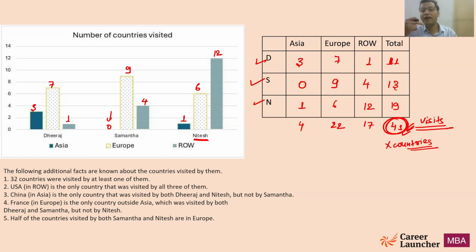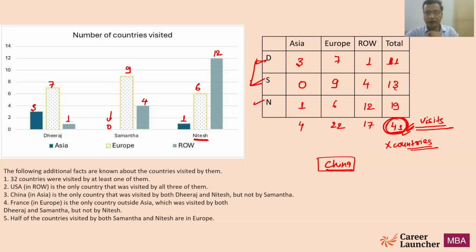So there must be some overlap. Let's say there's China. China is a country in Asia, according to the question, right? Dheeraj alone, Samantha alone, or Nitesh alone can visit China. Again, there is a combination. If Dheeraj and Samantha both have covered China, then China must have been counted twice when I'm saying there are 43 visits. So when I'm saying there are 43 total visits, they're not the countries at all, right?